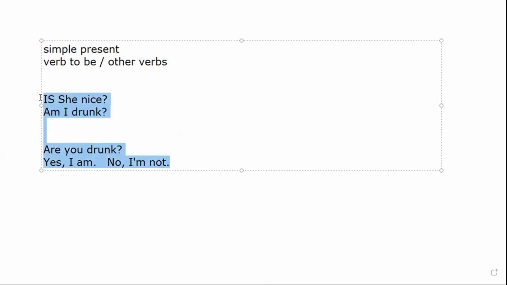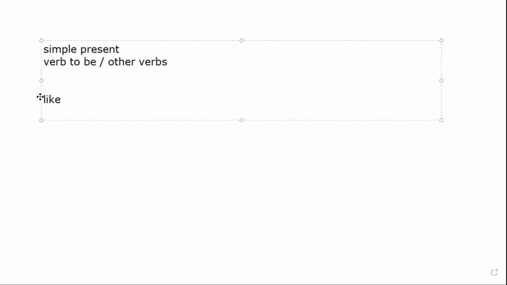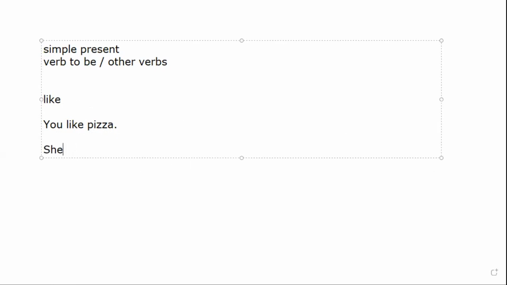But if I have another verb, for example, let's take a look at like. You like pizza, right? So this is affirmative sentence. You like pizza. If I'm going to make a negative sentence, remember, for example, I have like this. You are cool, for example. In here, I put the not in this area. You're not cool. And then I do, you aren't cool, right? So here, verb to be goes together.